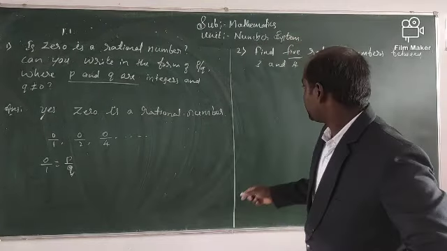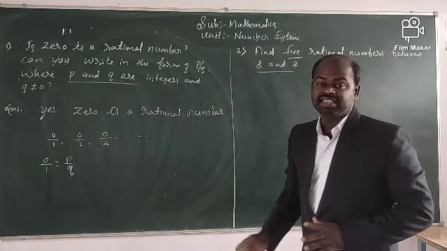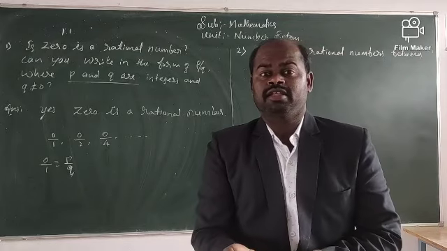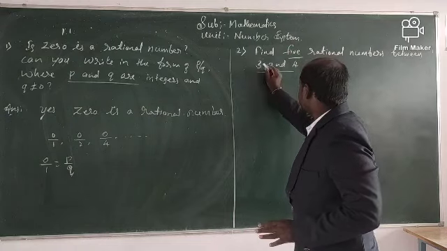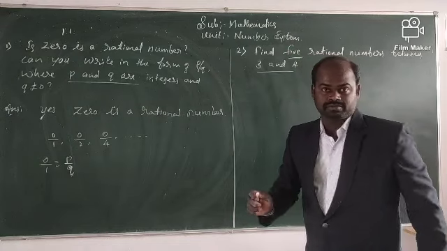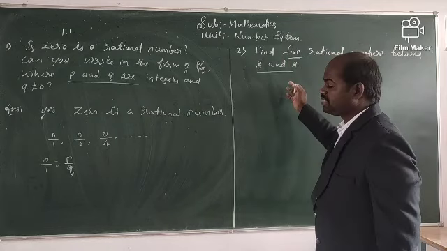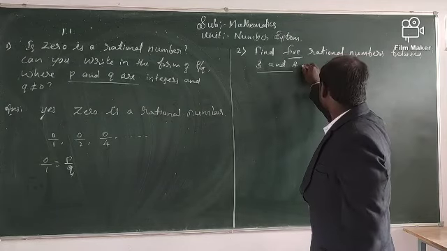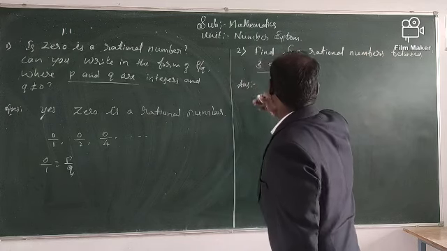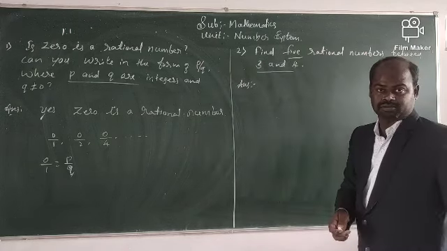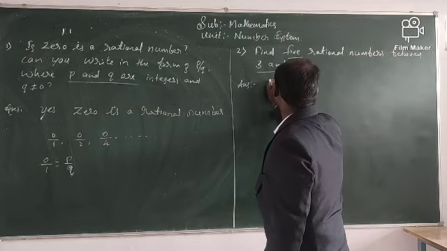Dear children, first understand the question. In between 3 and 4, how many numbers are there? There are plenty of numbers between 3 and 4. Understand? Okay? Let us see. Find the 5 rational numbers between 3 and 4. How many numbers do we have to find? Yes, 5 numbers.